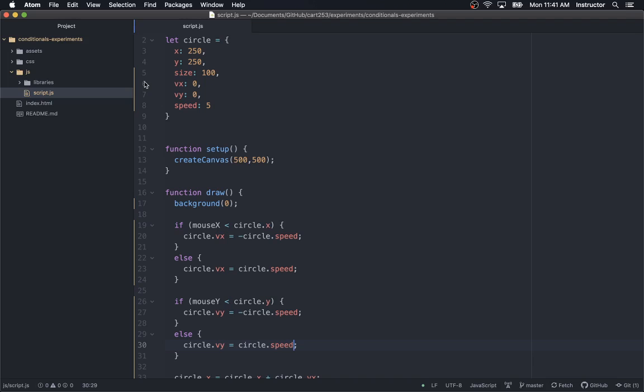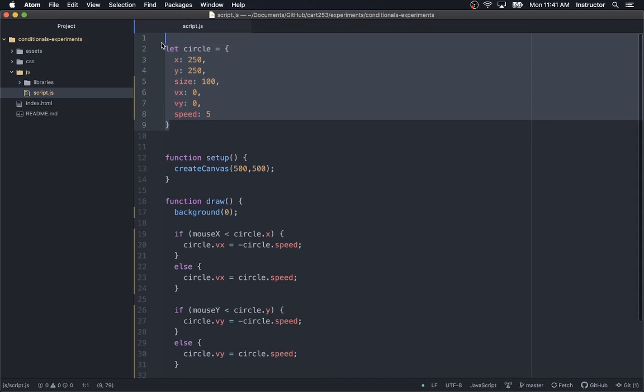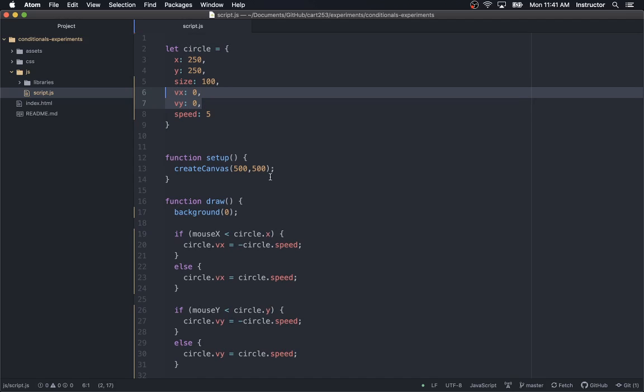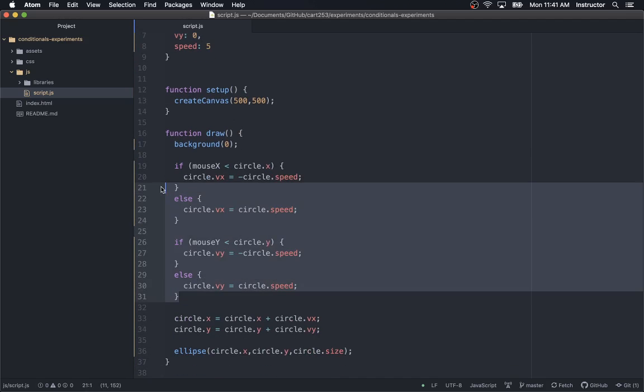So these are the kinds of things that we can start to think about as we play around with these sorts of pieces of programming. Okay, so we've got quite a nice program now that sets up a circle. It's got velocity and speed now. It starts off not moving. We've got some code that controls the circle's velocity based on where the mouse is relative to the circle.